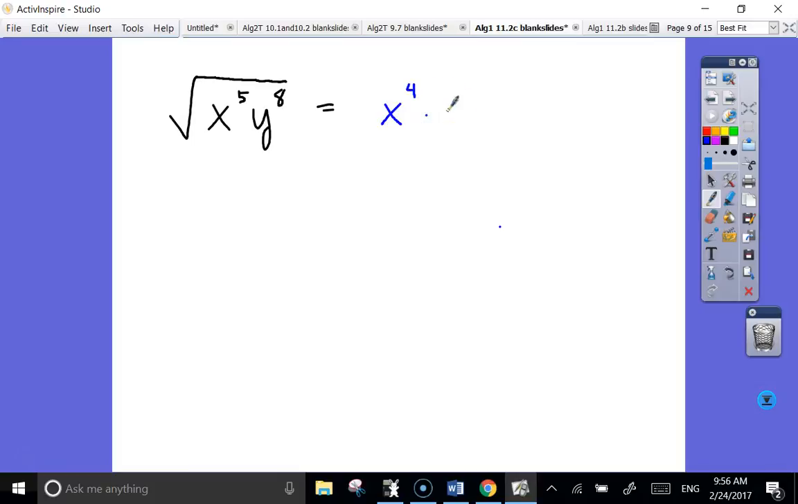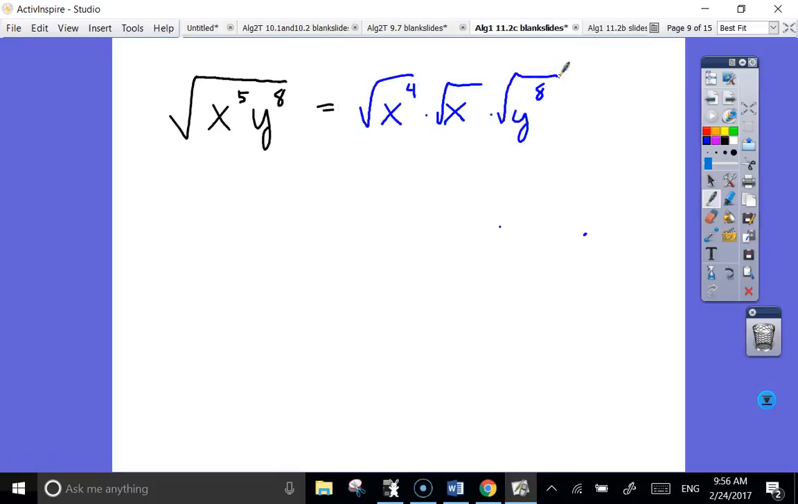What about the y to the 8th? Do I need to split that one up? No, it's already an even exponent, right? So they'll all come out. So I'm not going to do that one. I'm just going to say this is y to the 8th. And then I'll take the square root and the square root and the square root.